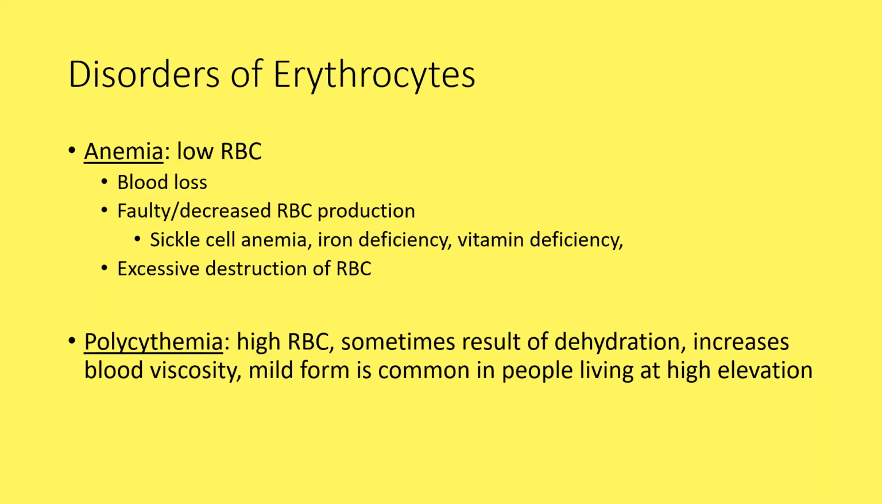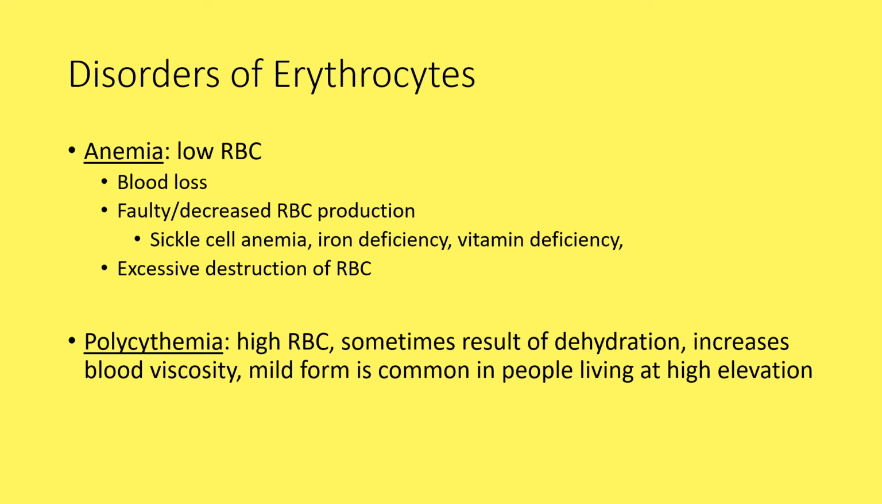Different disorders with the erythrocytes. There are several disorders. We'll just mention a few. If you have too few red blood cells, that's anemia. There's different types of or issues with being anemic. It can be due to blood loss. It can be due to either faulty or decreased red blood cell production, such as in sickle cell anemia, iron deficiencies, or vitamin deficiencies. Or you're excessively destroying the red blood cells. So you're destroying them faster than you're able to make new ones.